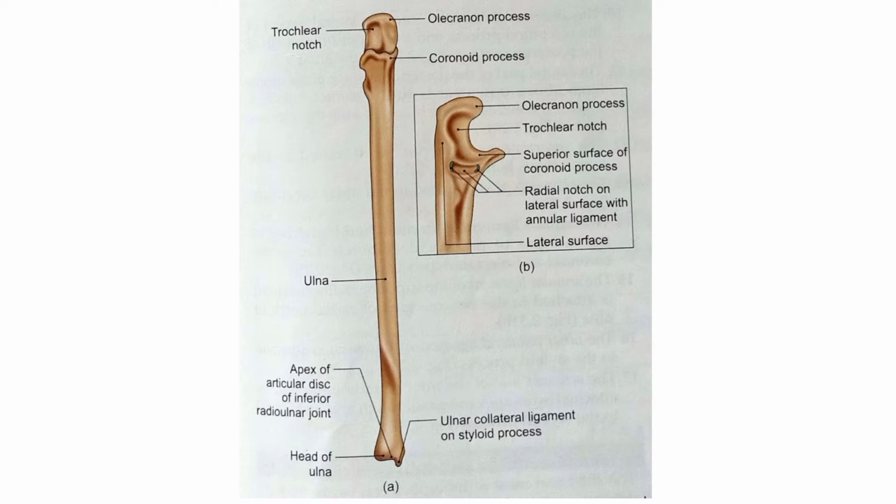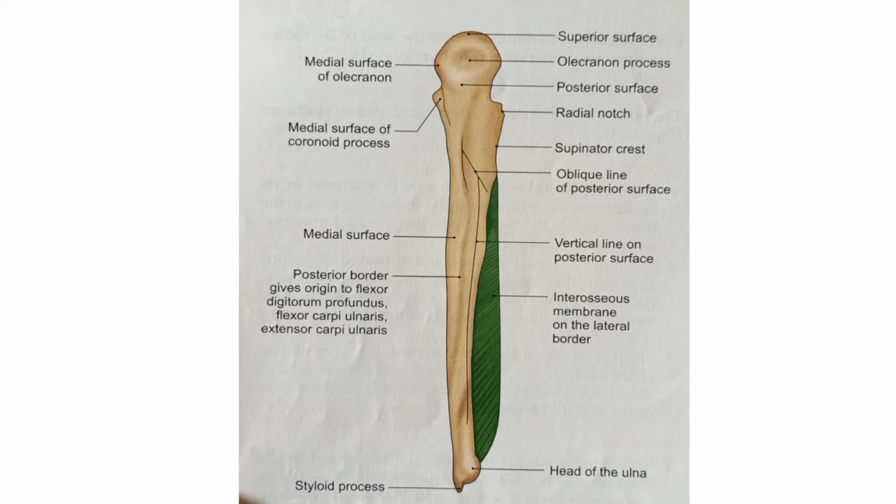Then it has posterior surface. The posterior surface forms a triangular subcutaneous area which is separated from the skin by a bursa. Inferiorly, it is continuous with the posterior border of the shaft of the ulna. Alright.